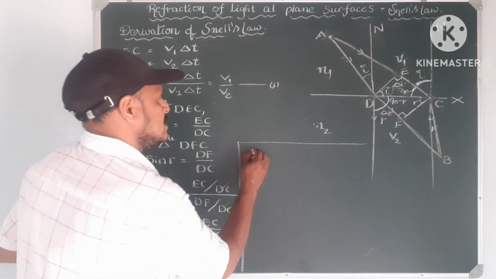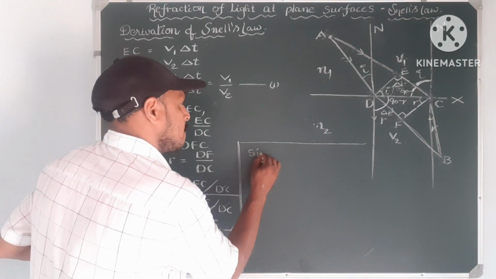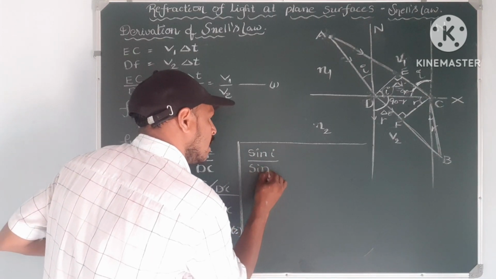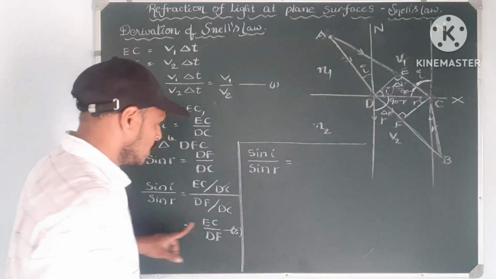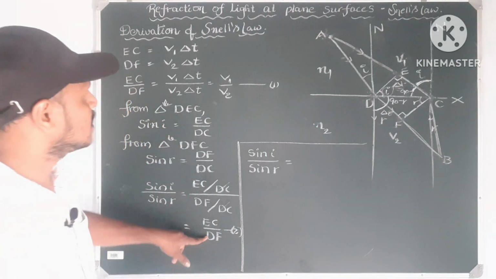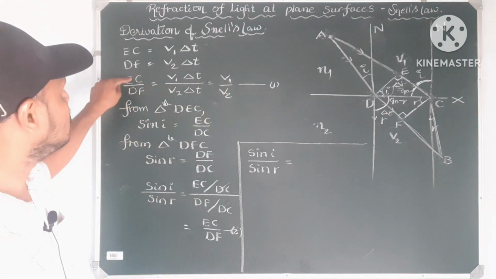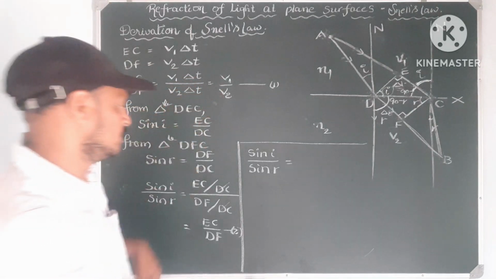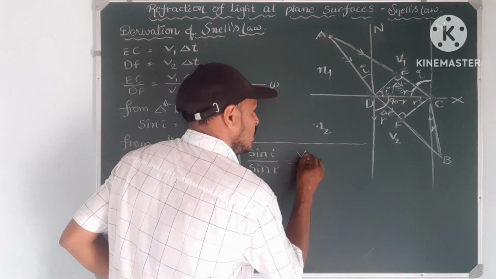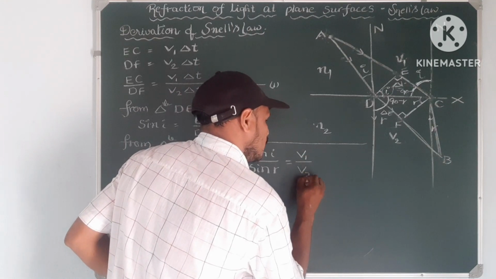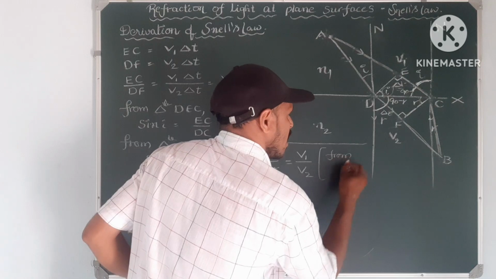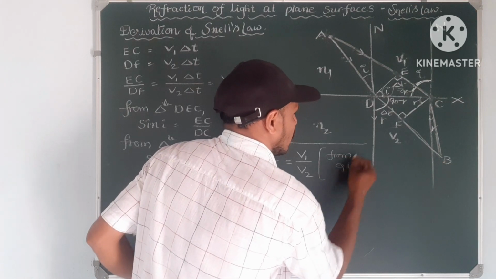So write sine I by sine R is equal to EC by DF. But from equation 1, EC by DF is equal to how much? V1 by V2, from equation 1.